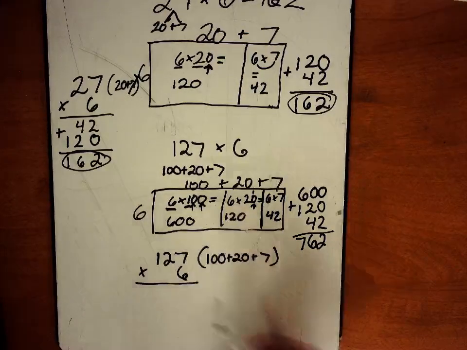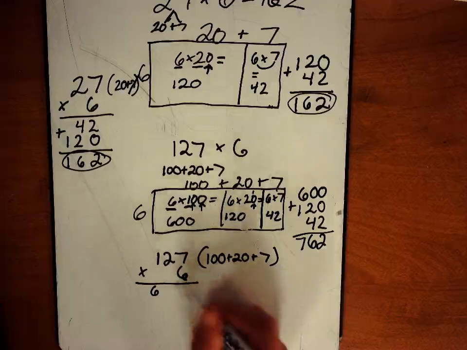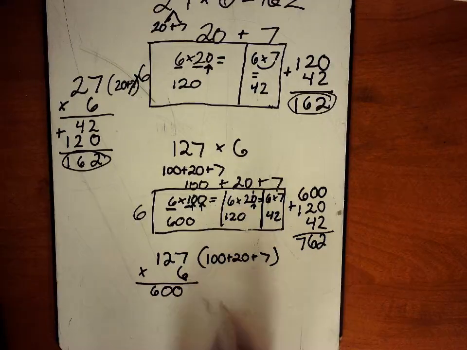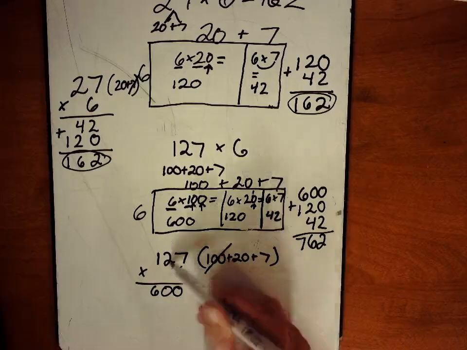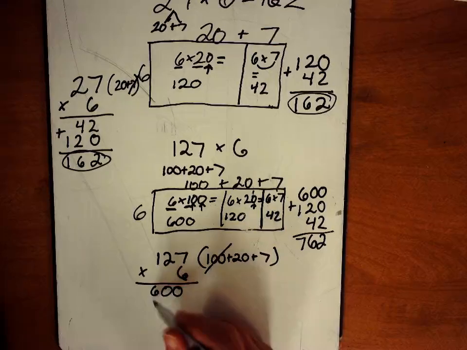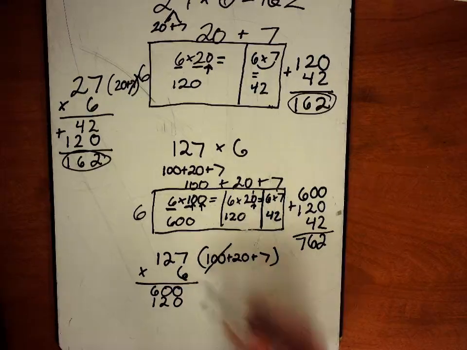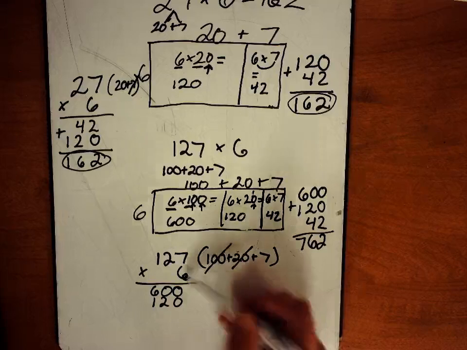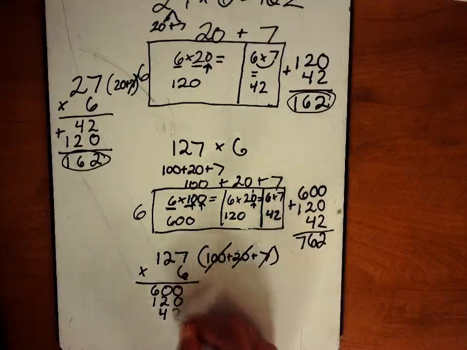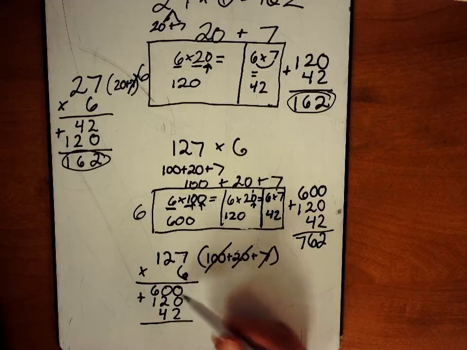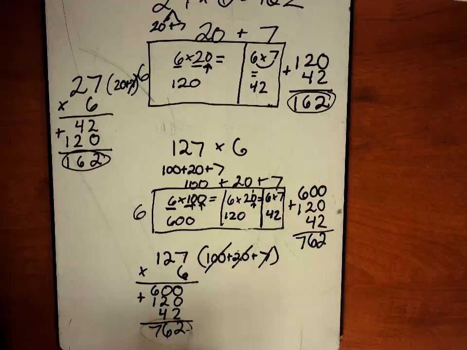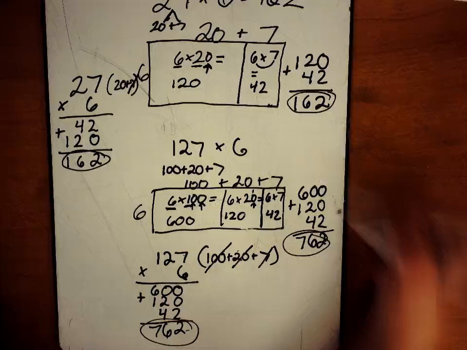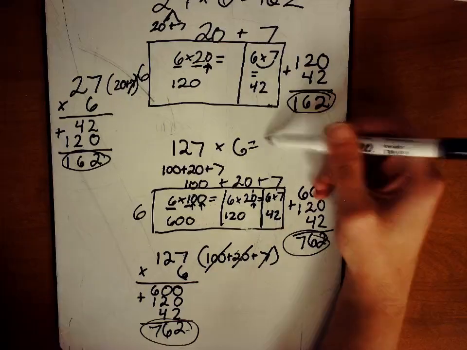So I've got 6 times 100 right here. 6 times 1 is 6, and then times 10 for 600. So I've wrestled that 100. Now I've got 6 times 20, right? 6 times 2 is 12, times 10 is 120. And then I've wrestled that 20. And then 6 times 7 is 42. Add up these partial products again, and I've got 2, 20 plus 40 is 60, 600 plus 100 is 700. So I got the same answer here, same answer here, so that means 127 times 6, of course, must be 762.